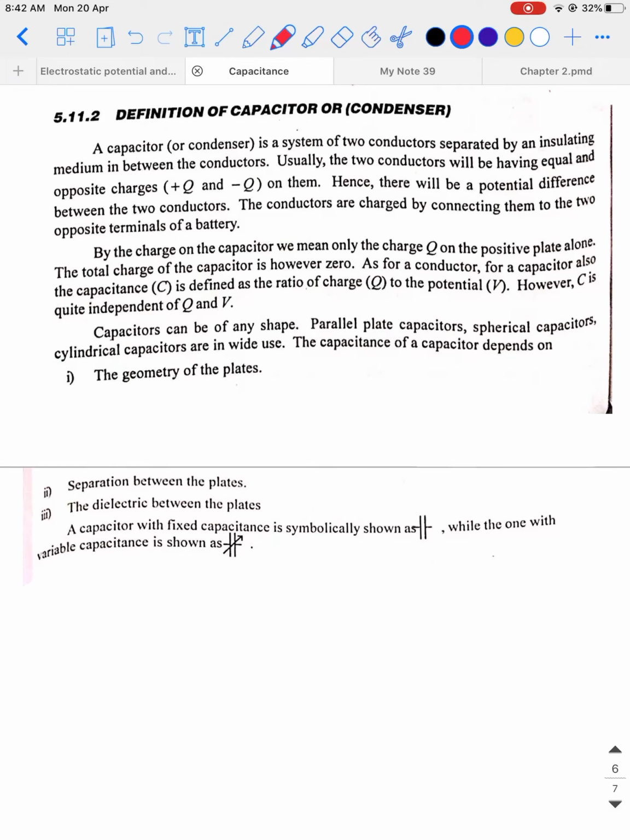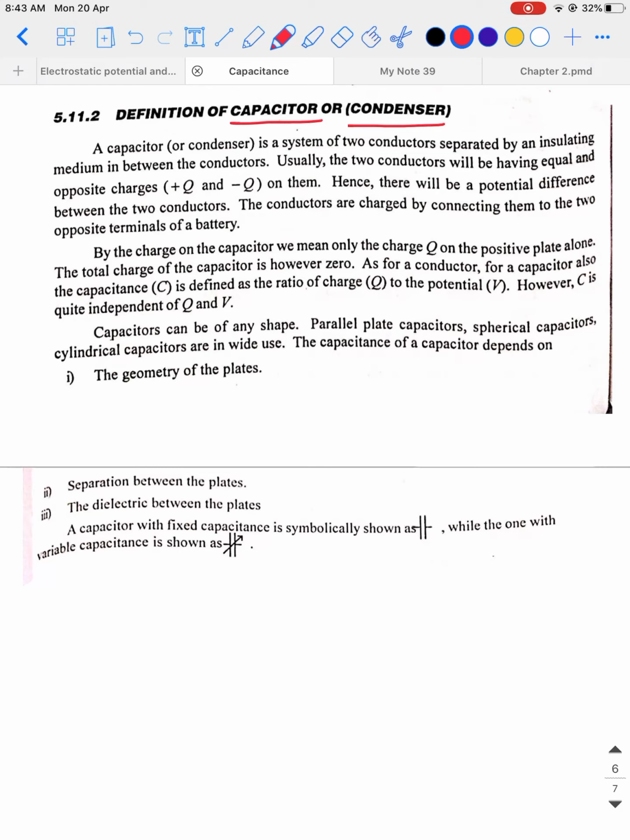Now we will see the definition of a capacitor. Now we'll discuss a device named a capacitor. Till now we were discussing the capacitance of a conductor. So capacitance is the property of the conductor. Capacitor is a device. Have this in your mind. Capacitor is a device which is used to store charge.